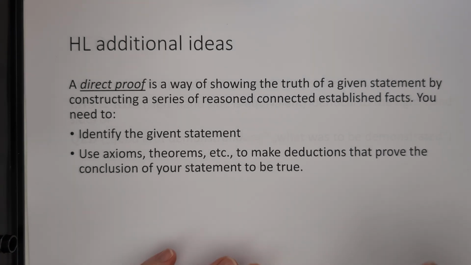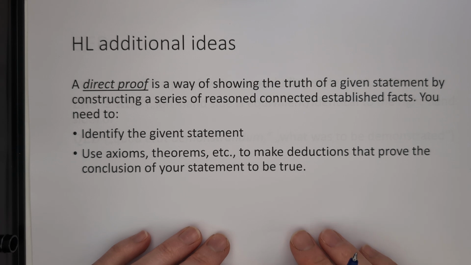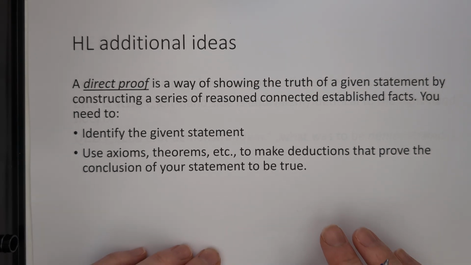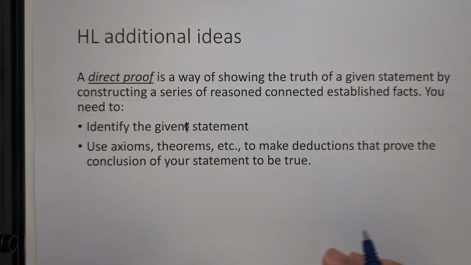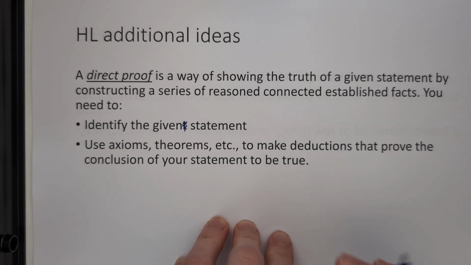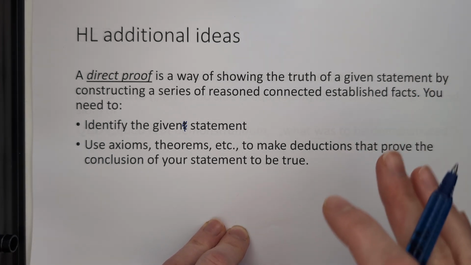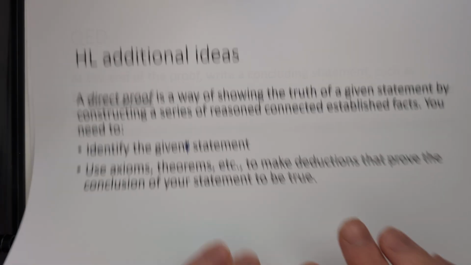Higher level has a couple more ideas. There's a direct proof, a direct way of showing the truth of a given statement by constructing a series of reasoned, connected, established facts. You don't need to say what these are: axioms, theorems, definitions. We can kind of explain them and work through them. If you do take an analysis course when you get to university, you will need to write down what these are, the names, commutative properties, etc. But for now, just using slow step-by-step patterns and really showing each individual step will be enough.